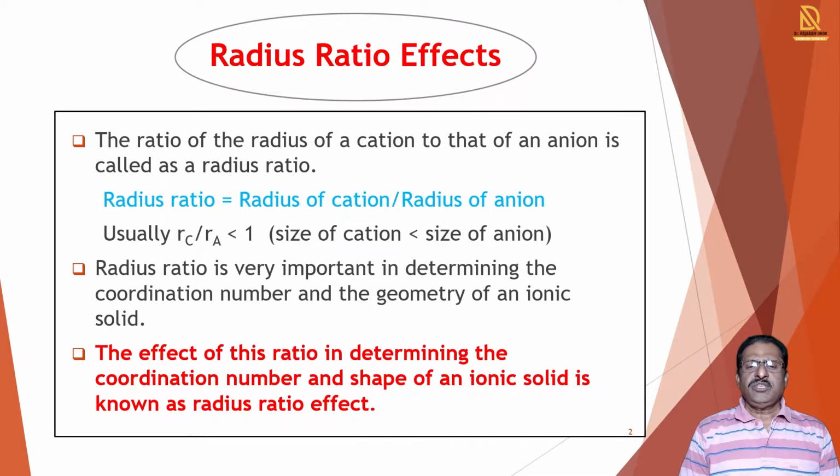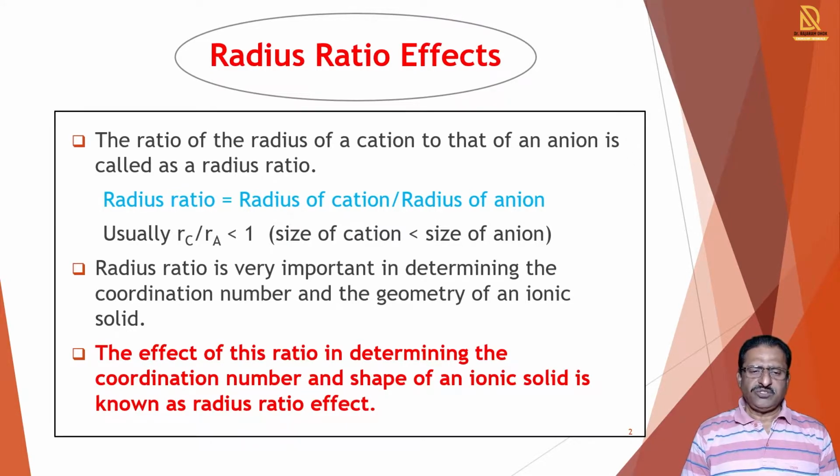The ratio of the radius of the cation to that of the anion is called the radius ratio. So simply we can write the radius ratio equation: radius ratio is equal to radius of cation divided by radius of anion. Usually the radius ratio is less than 1 because the size of the cation is smaller than the size of the anion.